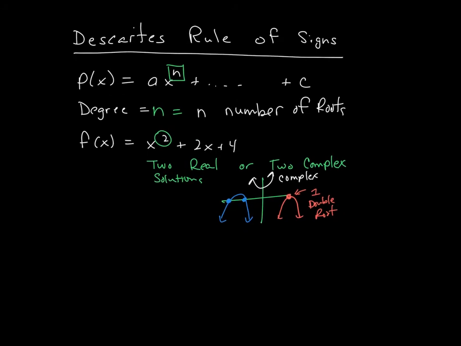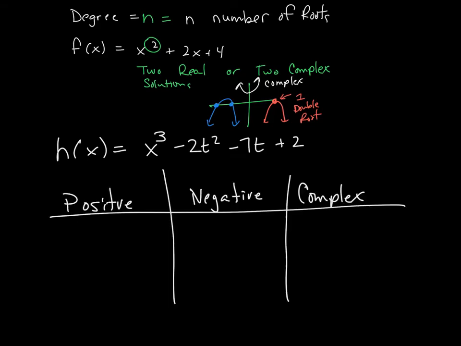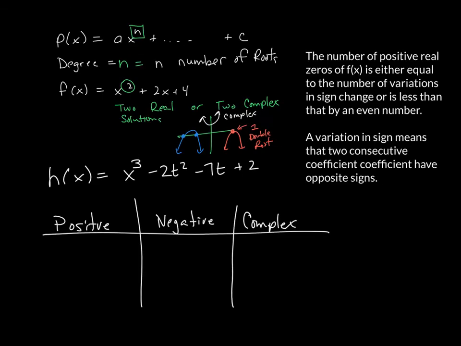So what we want to talk about today, we're going to want to find out if we have positive real roots, negative real roots, and how many complex number solutions we could have. So the way we want to do this is with a chart. Now, first thing we're going to do is talk about the changes from positive to negative. So the number of real positive zeros in f of x is either equal to the number of variations in sign changes or is less than that by an even number.